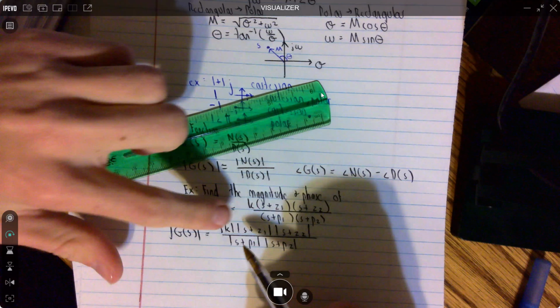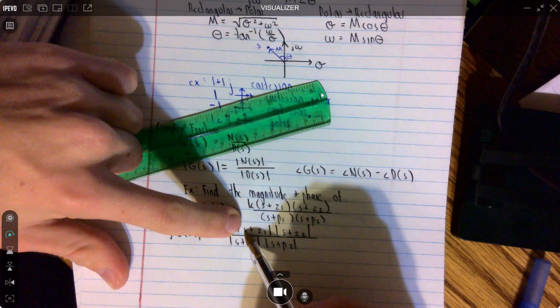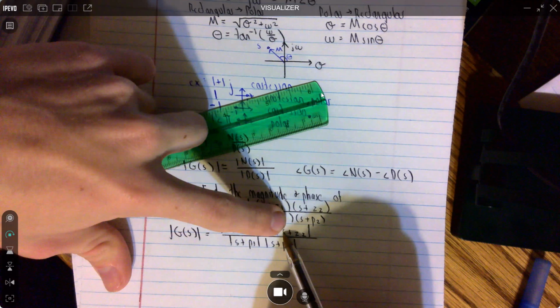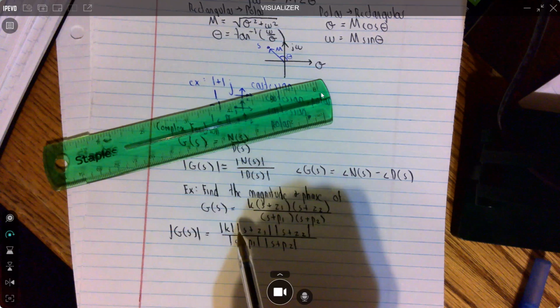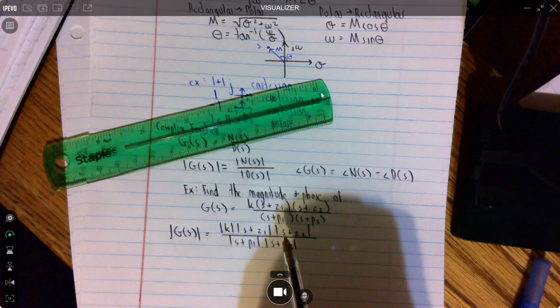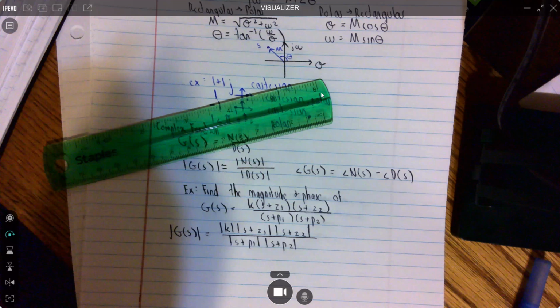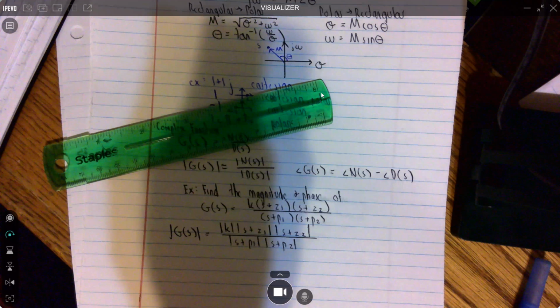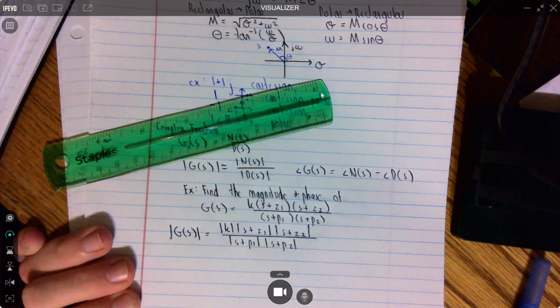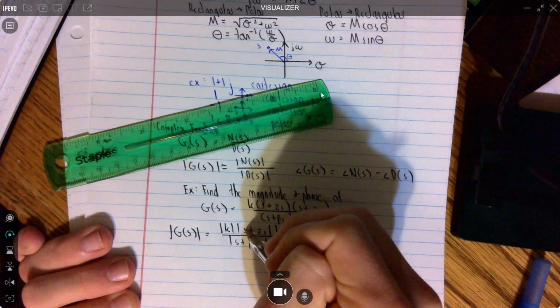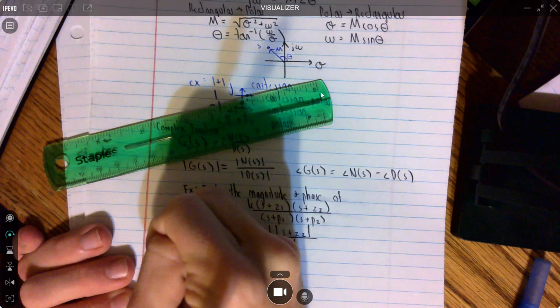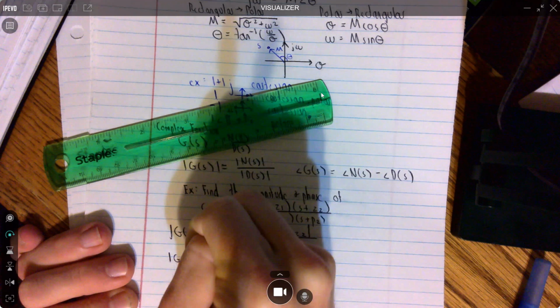And so remember, if you look at each part, S has a real part and an imaginary part. And so what you're going to have to do is remember how when you take the magnitude, you take the square root of the real part squared plus the imaginary part squared. So here, if we're looking at g of s, and s, remember, is equal to sigma plus j omega, you would put that inside of here.